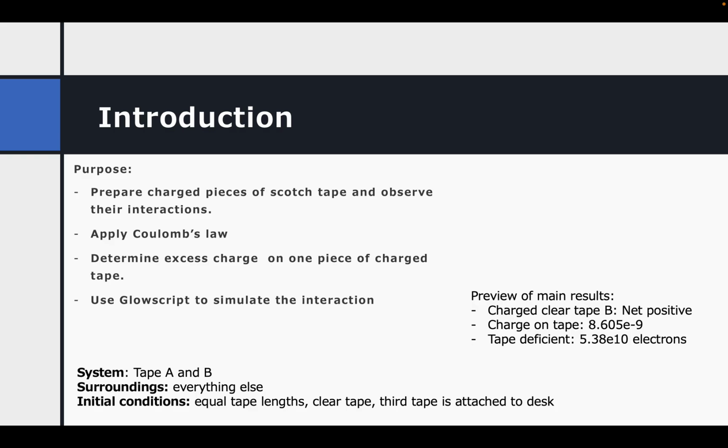The system of this experiment was the tape, while the surroundings were gravity, the desk, and everything else around us. The initial conditions were the clear tape and both tapes being approximately of equal length, and then the third piece of tape was attached to the desk.